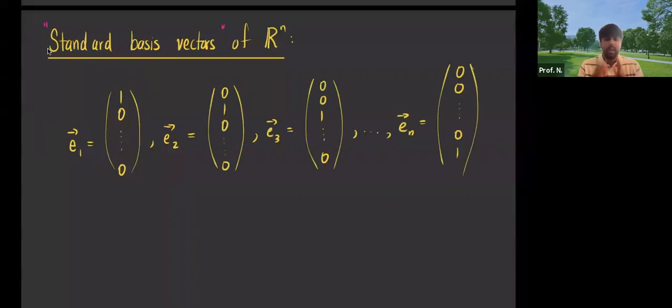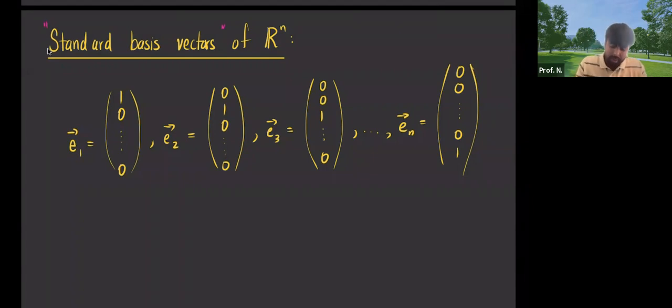It's simply a column vector that has all zeros along the entries except for the index given by the subscript. So if I'm E1, then the first entry has to be a 1. If I'm E2, then the second entry must be a 1. Everything else must be 0. E3, the third entry has to be a 1. Everything else has to be 0. And of course, the nth entry.